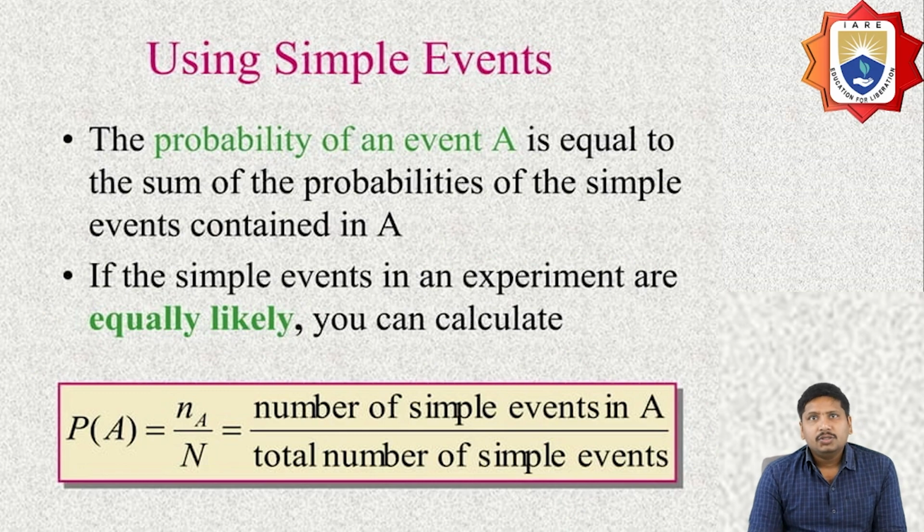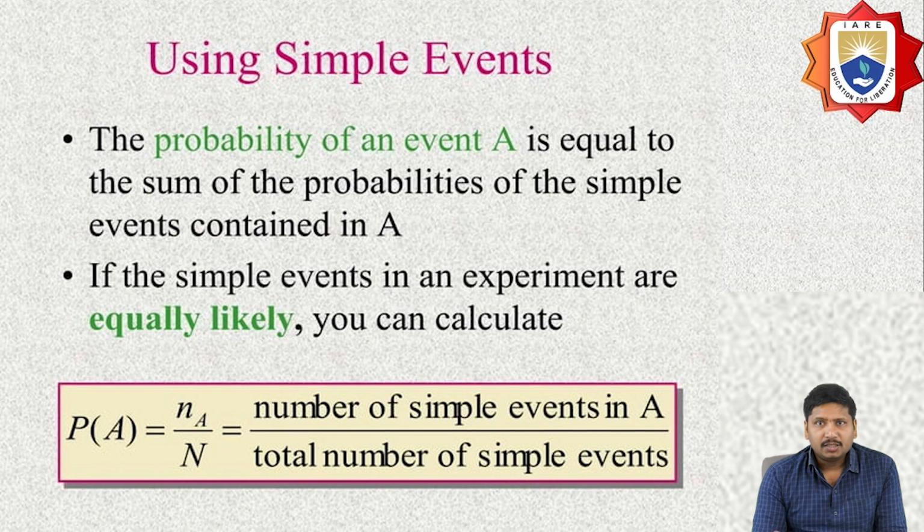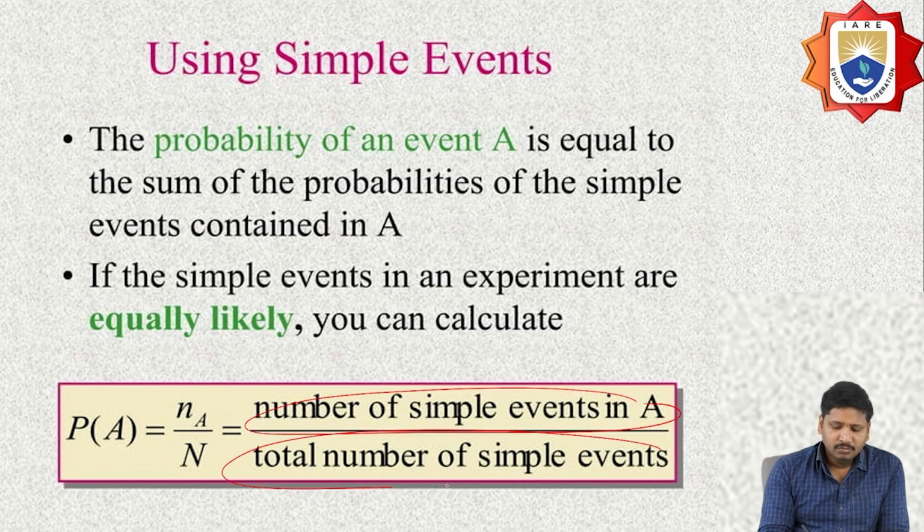Using simple events, the probability of an event A is equal to the sum of the probabilities of all the simple events contained in A. If the simple events in the experiment are equally likely, we can calculate P(A) as N(A), the number of simple events in A, divided by the total number of simple events.